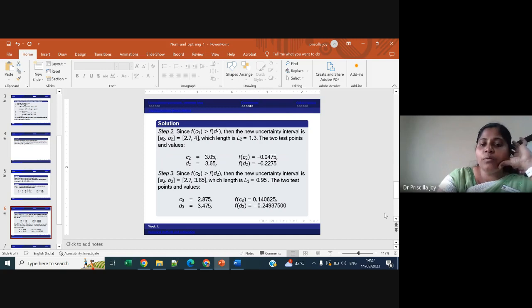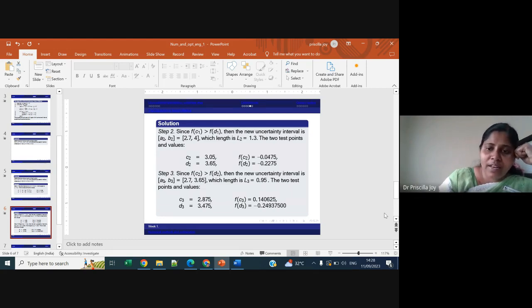Okay, so now the uncertainty interval will be CK comma BK. The CK value here is 3.65. So we get the C3 interval as 2.7 comma, instead of BK we use this, that is 3.65. Now what do we need to do?